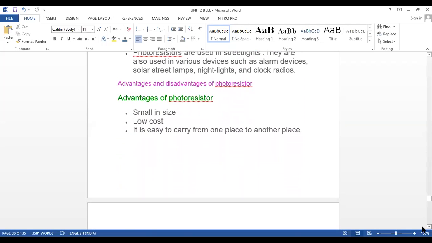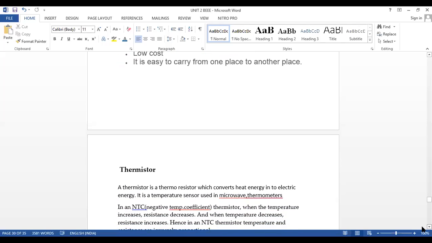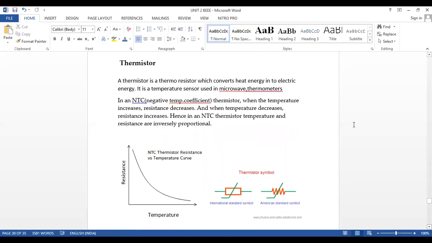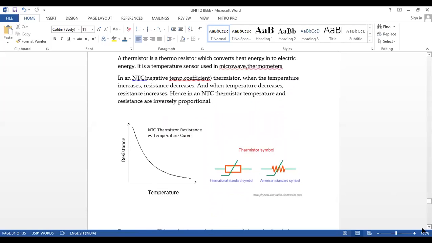Now the next topic we are taking. Here also I'm giving only one hint. Our next topic is thermistor. See, thermistor means thermal energy, heat energy. So thermistor is a thermoresistor which converts heat energy into electric energy. It converts heat energy into electric energy. So this is the symbol. You have to remember this small change in the symbol. The explanation will remain the same. So only the symbol you have to write after the explanation.